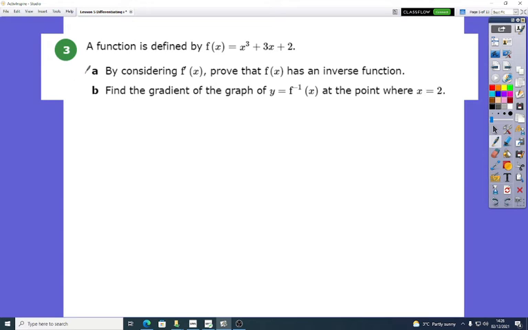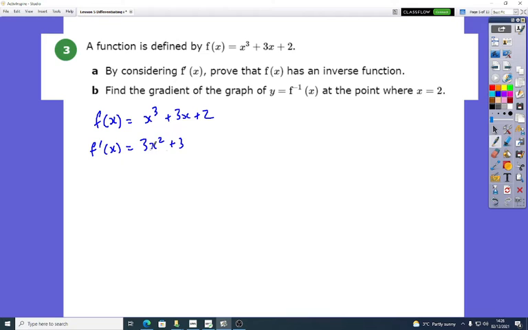Okay, so let's have a look at this and see what's going on here. Now, you've got f of x, which equals x cubed plus 3x plus 2. I'm going to do f dash of x: take the power down, take 1 off the power, take the power down.